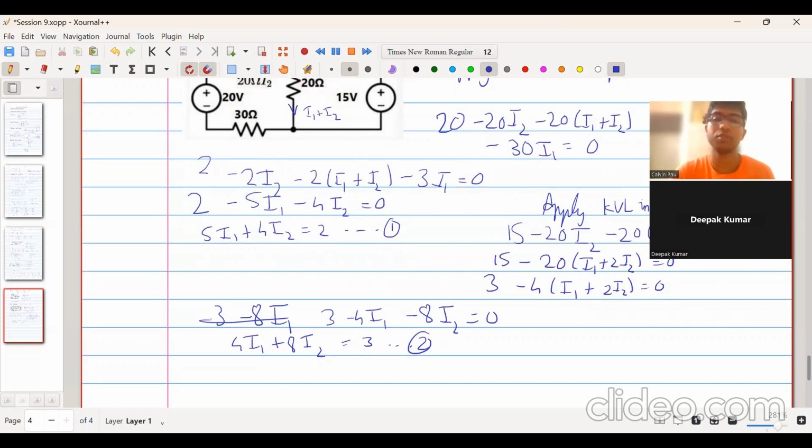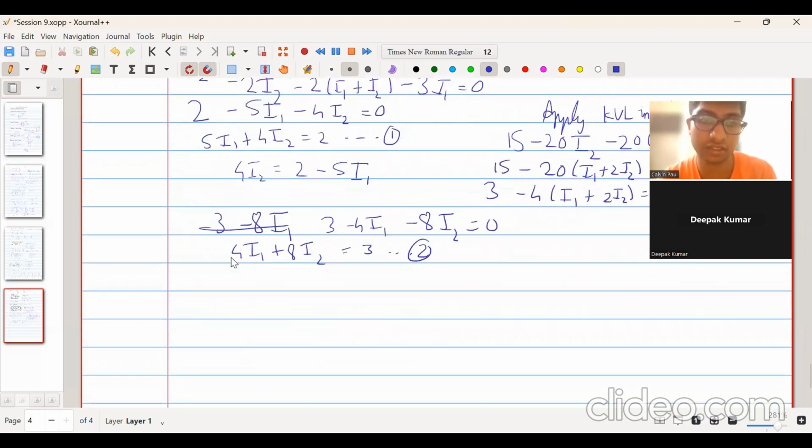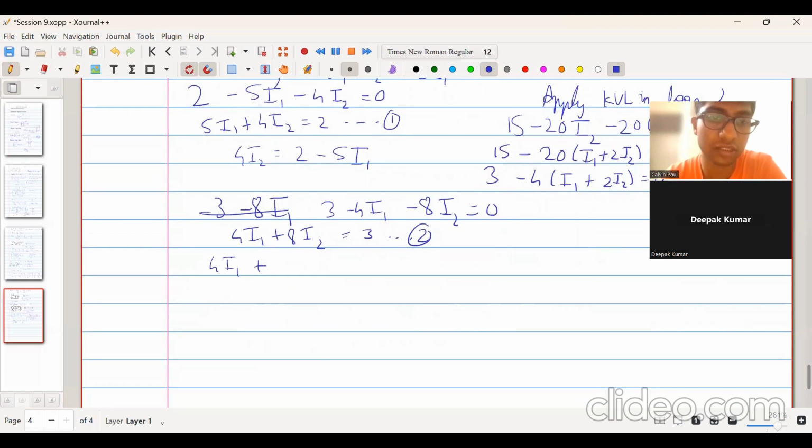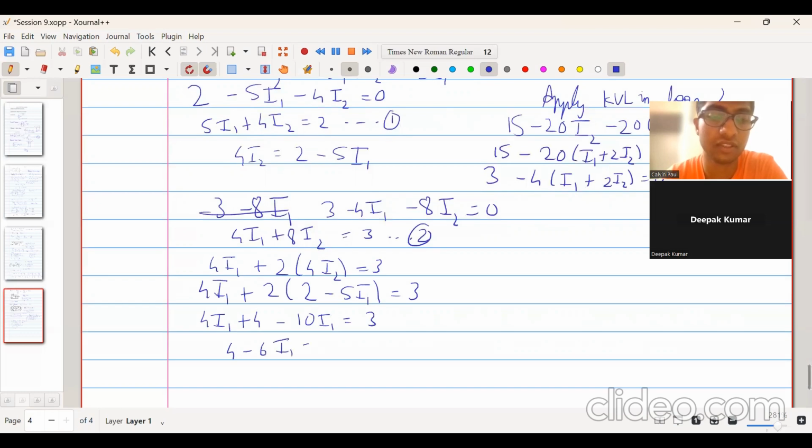So what we will do is substitute the value of I2. We get 4 I2 is equal to 2 minus 5 I1. We can write this as 4 I1 plus 2 into 4 I2 is equal to 3. So 4 I1 plus 2 into (2 minus 5 I1) is equal to 3. So 4 I1 plus 4 minus 10 I1 is equal to 3. So 4 minus 6 I1 is equal to 3. So 1 is equal to 6 I1. So we get I1 is equal to 1 by 6 ampere.